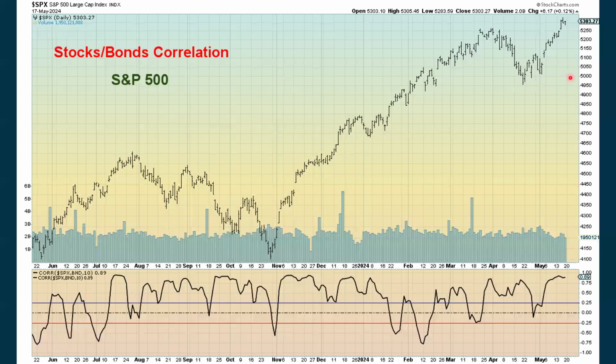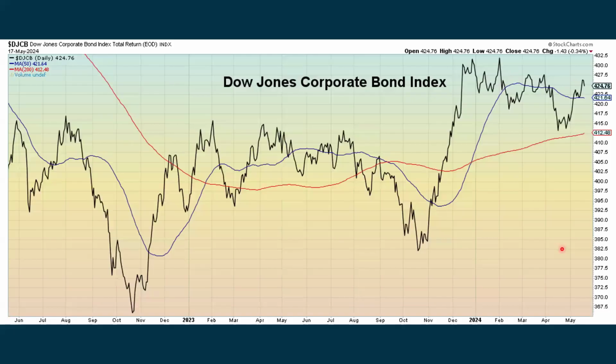We look at a correlation between stocks and bonds, and it's pretty high right now. So if stocks based on price and bonds based on price, they're having a tendency to be up and down at the same time currently. We look at the corporate bond index, which is bouncing up a little bit. It's still in a longer term uptrend, but it's really been going sideways for most of 2024.